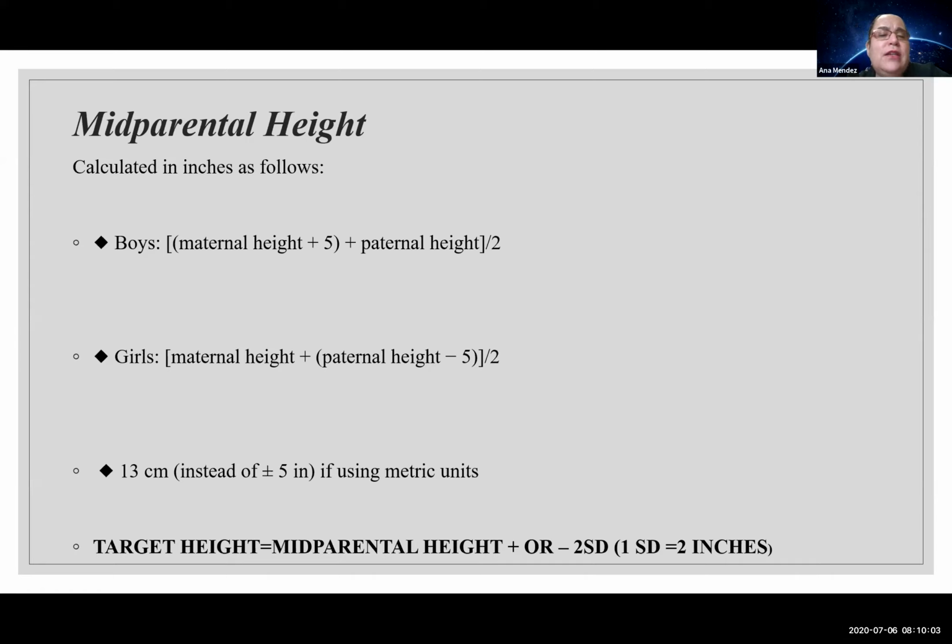So for boys, it's maternal height plus 5 inches, plus paternal height, divided by 2. And in girls, it's maternal height plus paternal height minus 5, divided by 2. And if the question is in centimeters, then instead of 5 inches, you use 13 centimeters. And the target height for a child is equal to the midparental height plus or minus 2 standard deviations, 1 standard deviation being 2 inches.